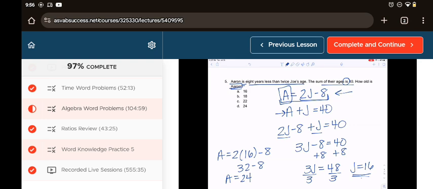So let's practice the different parts of this, because it's different steps that you have to get used to. So let's practice writing the equations first.